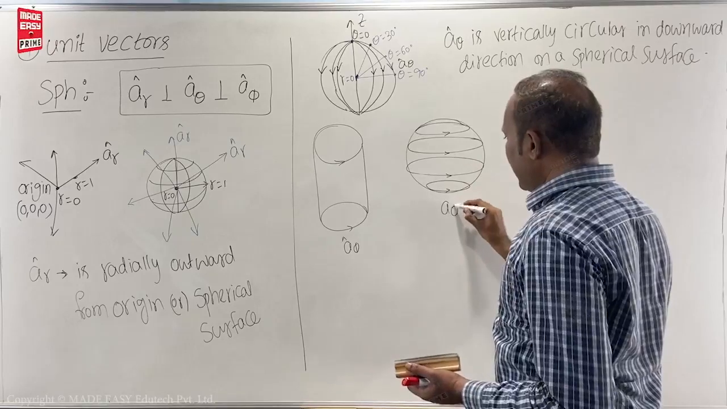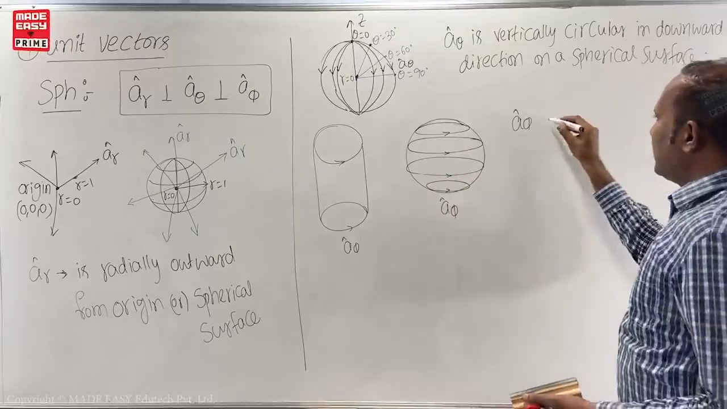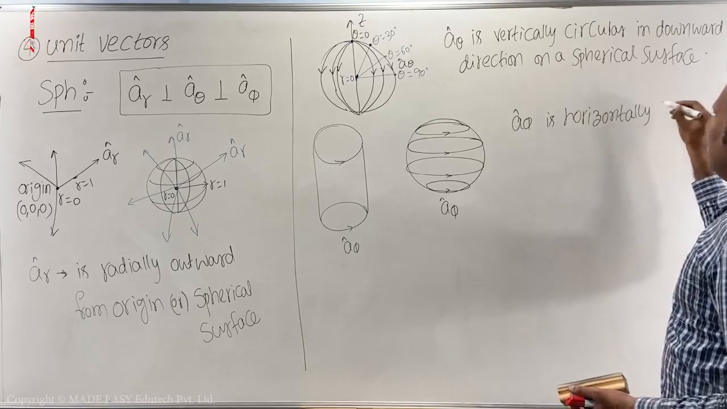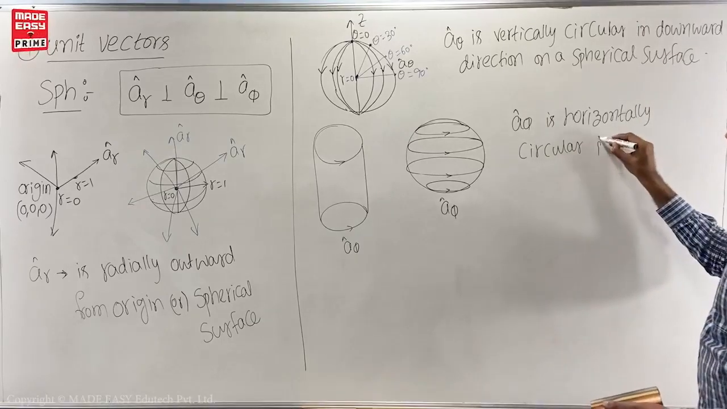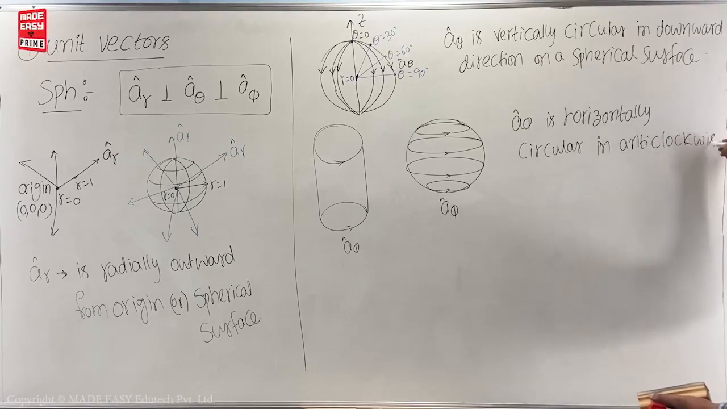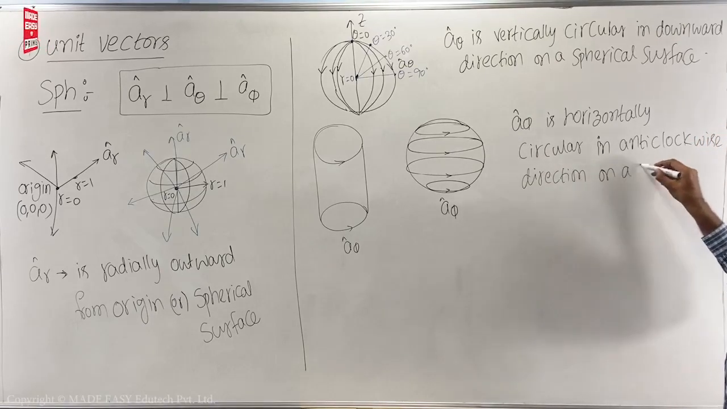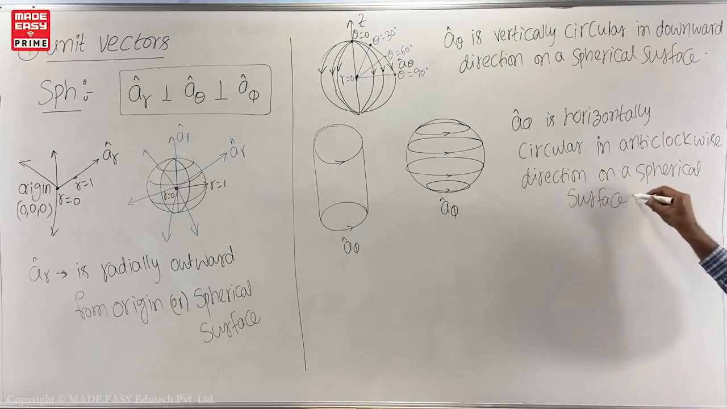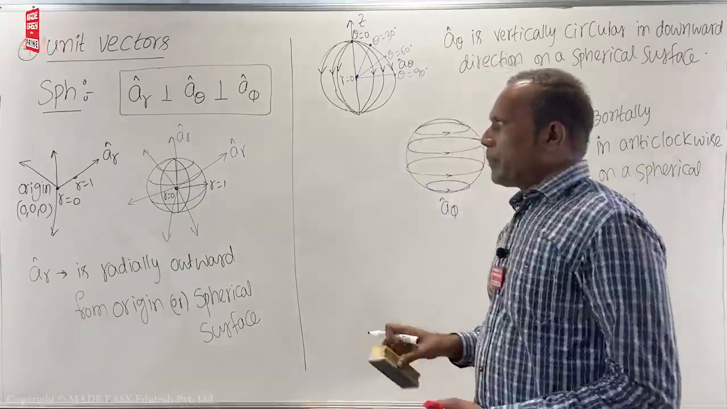They are actually a pi cap. So a pi cap, same as previous statement, is horizontally circular in anti-clockwise direction on a spherical surface. Now I will show you how they are perpendicular to each other.